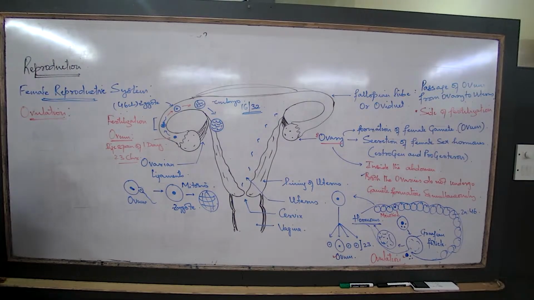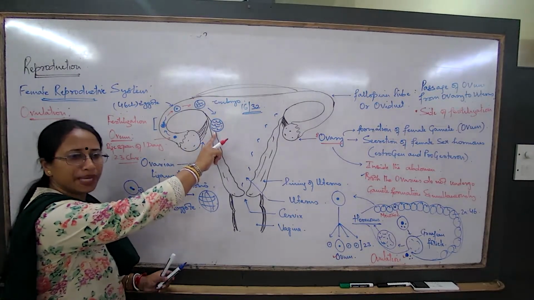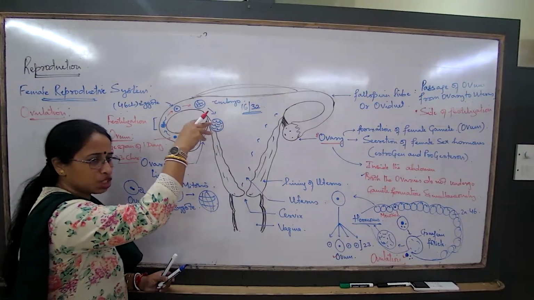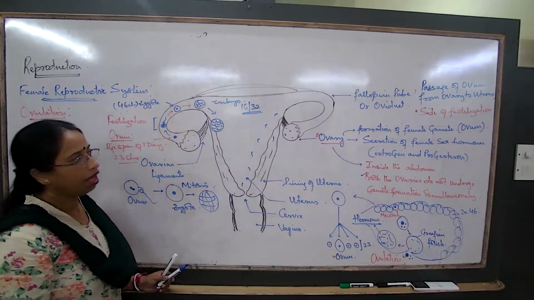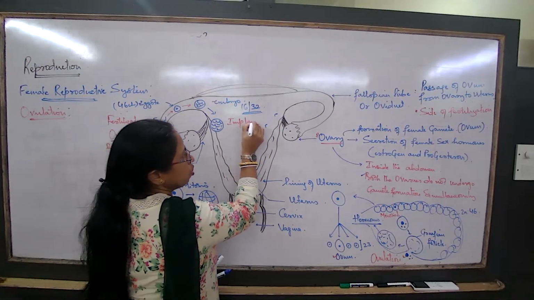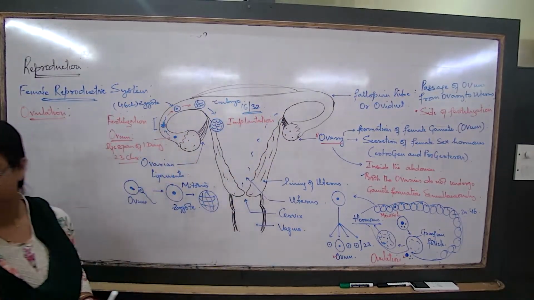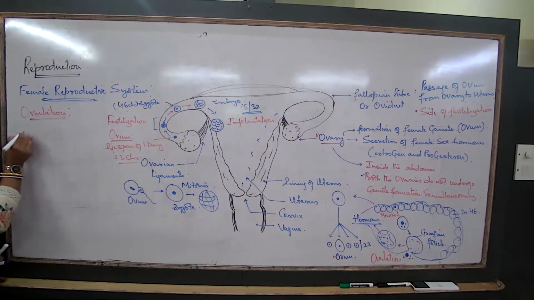The developing embryo now is running short of nutrients, and naturally, what will happen? To obtain nourishment, this developing embryo will make its attachment with the uterine wall. What is this process known as? This process is known as implantation. What is the next phase? The next phase is implantation.